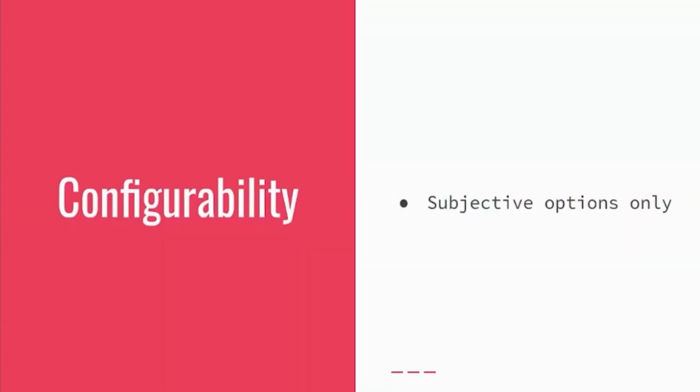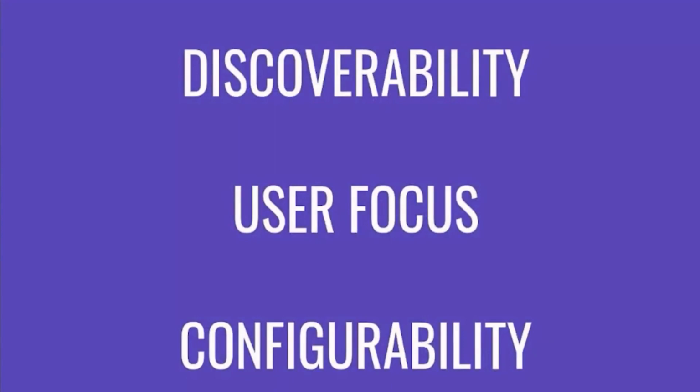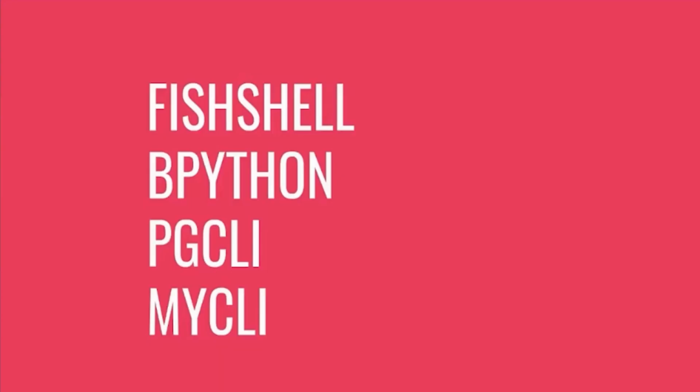Okay, so what that means is whenever you are building an application and you want to build a config file, make the config file only have the options that are subjective, taste-based options. We talked about discoverability, user focus, and configurability, and I showed demos from fish shell, bpython, pgcli, and mycli.